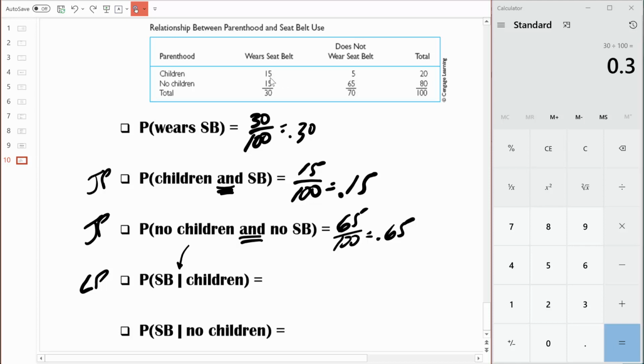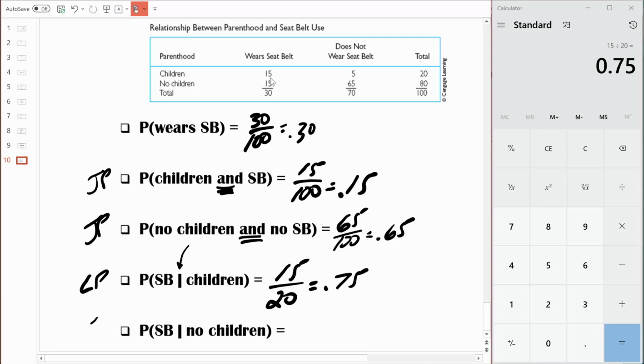15. So for how many people does this occur? For 15 people out of how many? 20. 15 divided by 20 equals 0.75. So 75% of the people with children wear a seatbelt. Stated another way, of all of the parents who have children, if I were to randomly select one of them, 75% of the time I would find someone who wears a seatbelt.